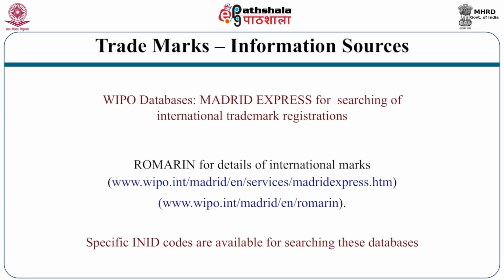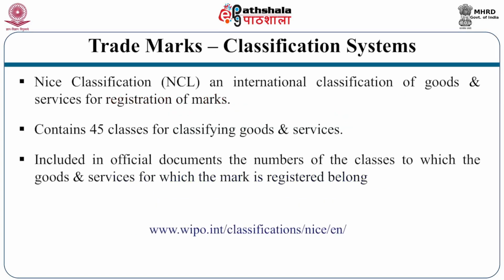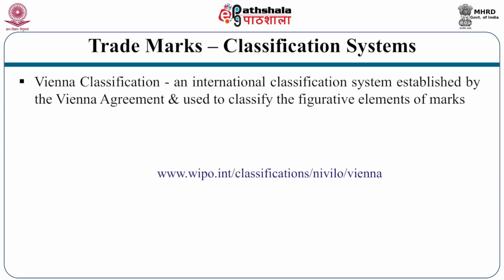Specific INID codes are available for trademarks, called standard ST60. There is a classification separately for trademarks, that is the NICE classification, which is an international classification of goods and services and contains 45 classes, and they can be used for retrieval purposes. The other classification system is the Vienna classification, which is established under the Vienna Agreement.